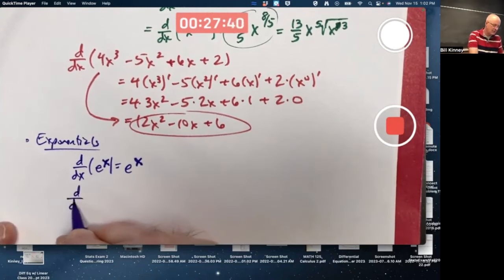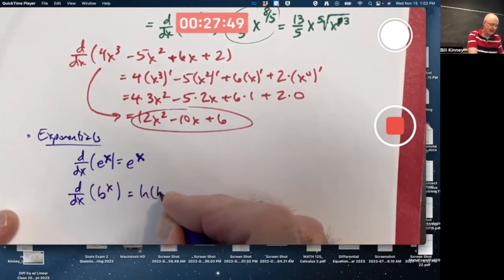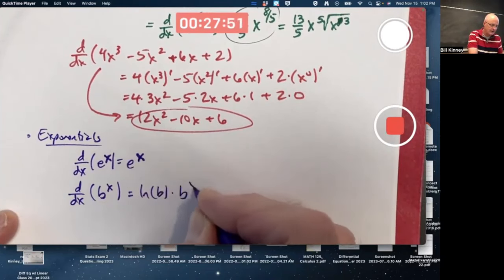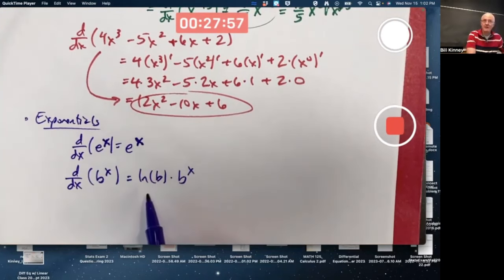If you've got a general base b, like 2, for example, then you also have to multiply by ln of b. When b equals e, we do still get the right answer because ln of e is 1. Natural log of e is 1. The log base e of e is 1 because e to the first equals e. All right, so you should know these.